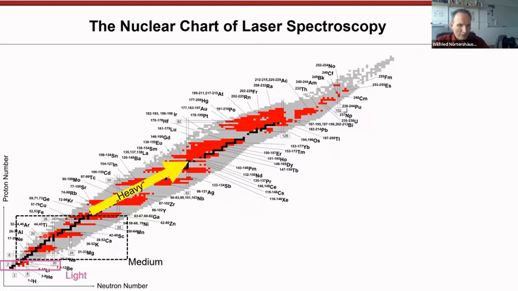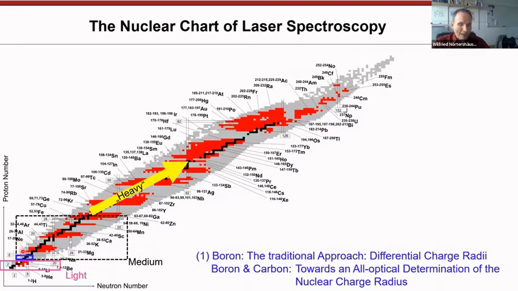What I will talk about is, I will take the lower left corner, which is boron and carbon, actually. I will talk a little bit about the traditional approach to measure differential charge radii in this region, and our new approach towards an all-optical determination of nuclear charge radii. And in the second part, which is the shorter one, I will briefly look at the N=28 shell closure and the transition here from calcium to nickel.